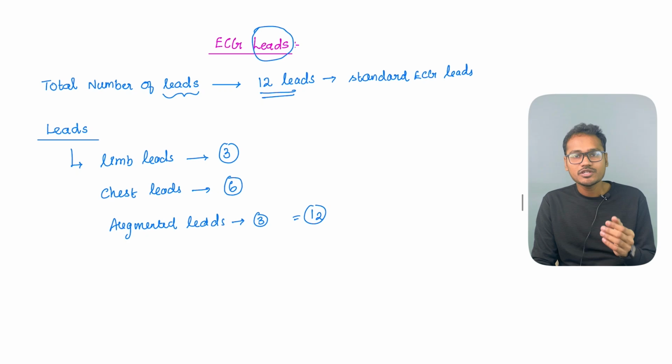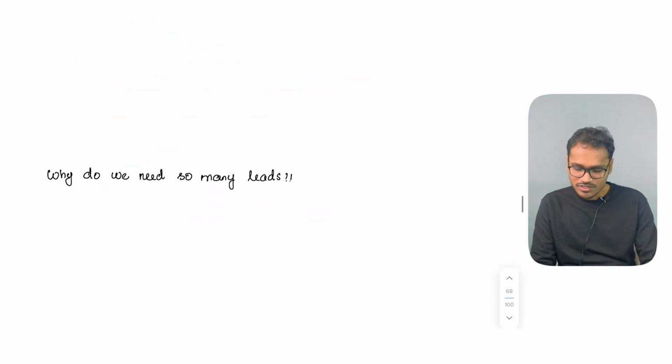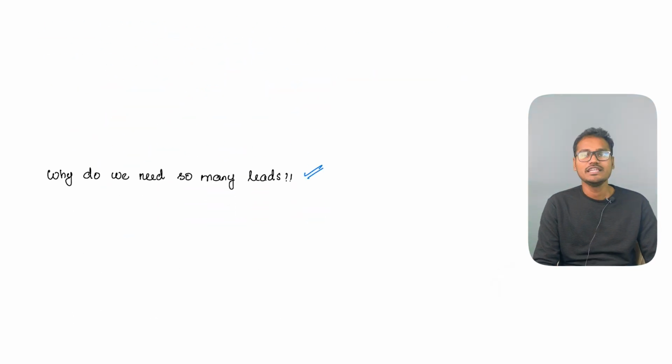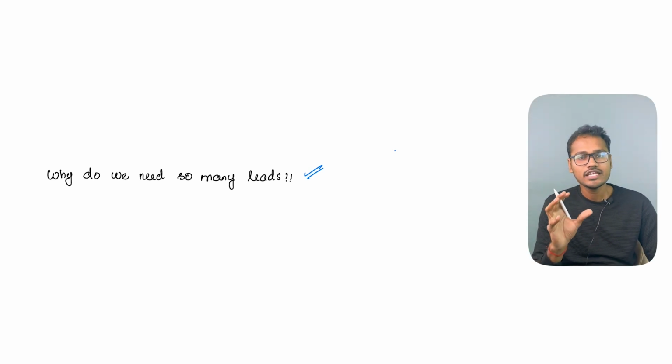So you can ask me a question. We are just recording the electrical activity of one heart, but why are we having so many leads? To answer this simple question, what is the purpose of this many leads? If you think about it, it is very logical. It is just like viewing an object from multiple different angles.